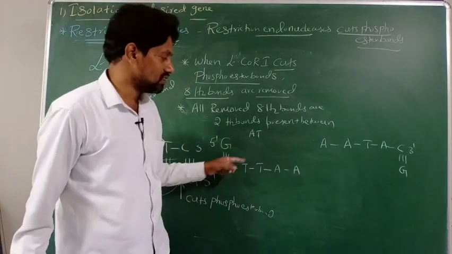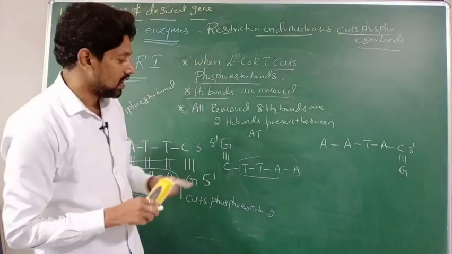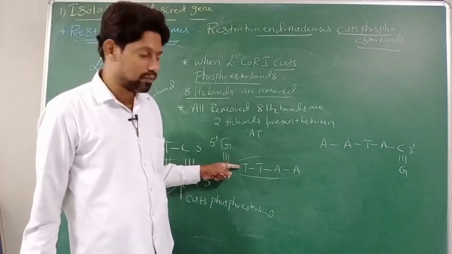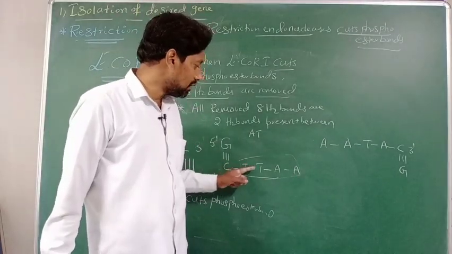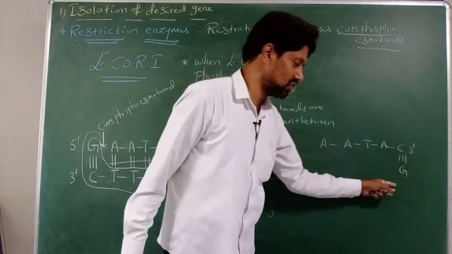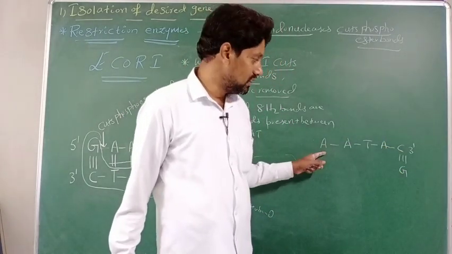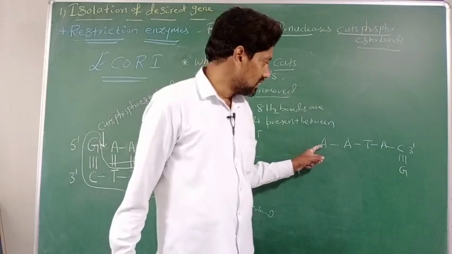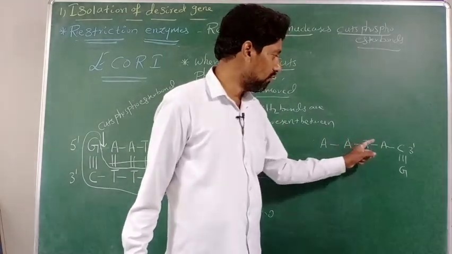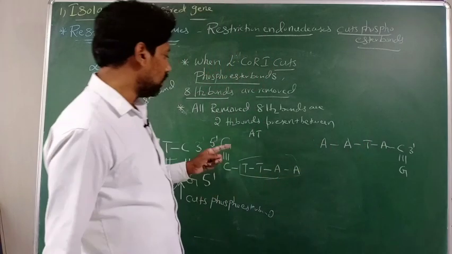This is one fragment, this is another fragment. Which end is this? Sticky end, or cohesive end, or protruding end? Yes or no? Therefore, in each fragment, the sticky end has how many unpaired nucleotides? 4 unpaired nucleotides. You can check, no problem. This is another fragment. In this fragment, the sticky end has how many unpaired nucleotides? 4 unpaired nucleotides.